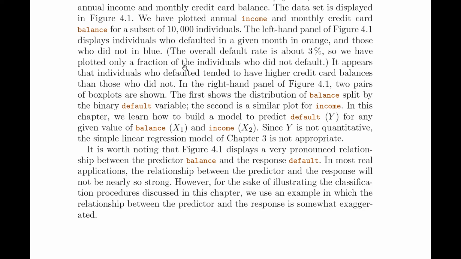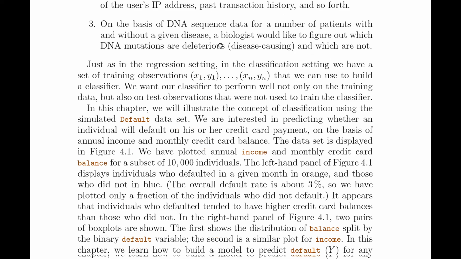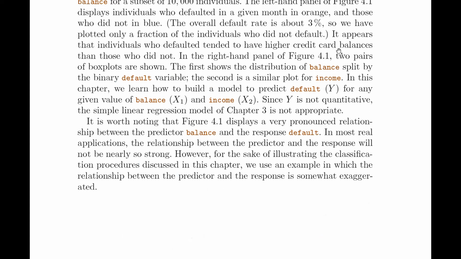The overall default rate is about 3%, so we have plotted only a fraction of the individuals who did not default. Otherwise, this would just be blue. You would have 9,700 blues and only 300 greens. Why do I keep on saying green? Orange. It appears that individuals who defaulted tended to have higher credit card balances than those who did not.